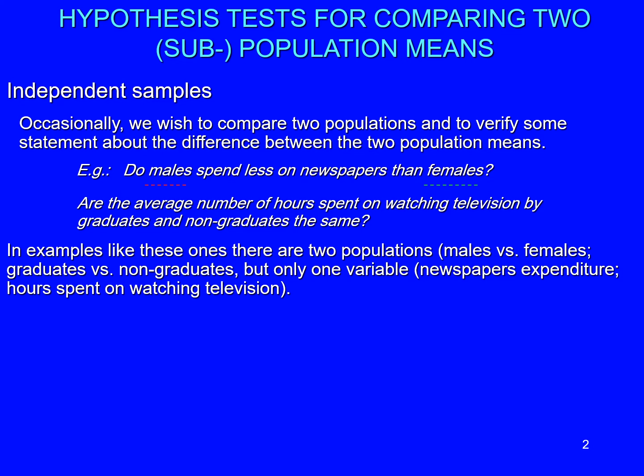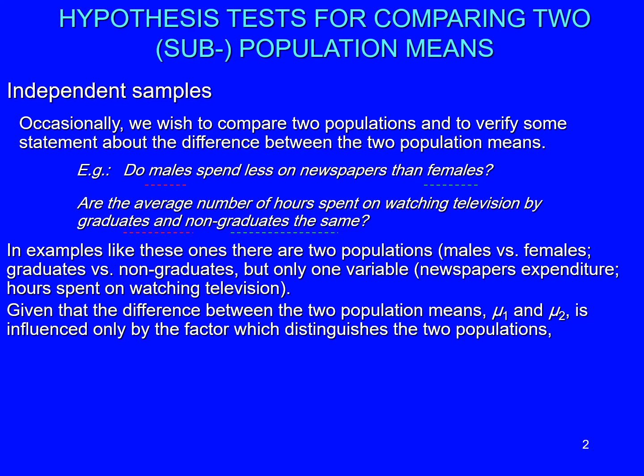So males and females, they are not brothers, not husband and wife. They are not brothers and sisters, or so on. So they are independent samples, and we have a sample from the male population and a sample from the female population. And the parameters which we want to test, the parameters of interest, are mu1 and mu2.